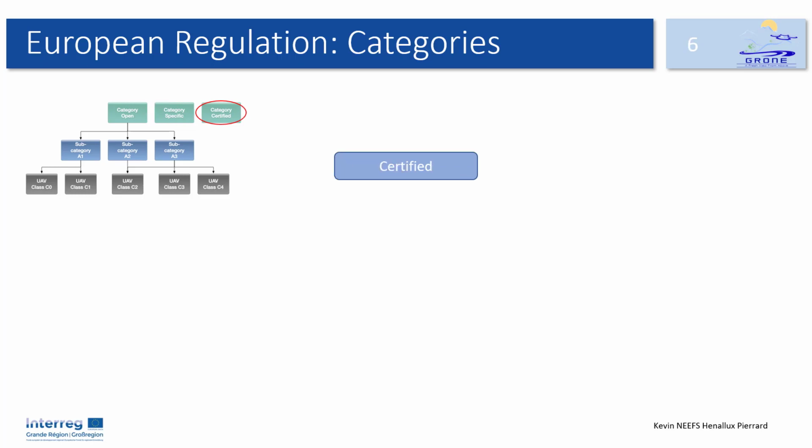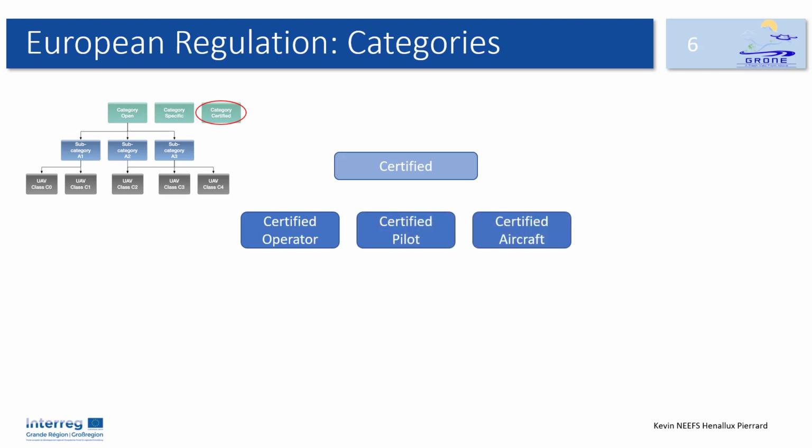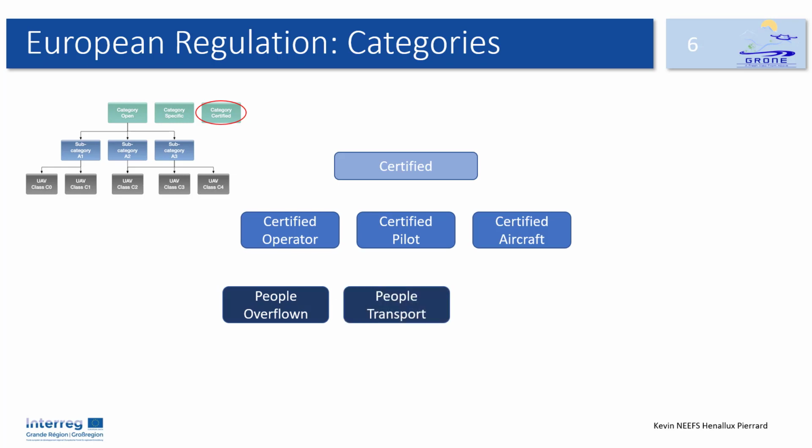In the certified category, the operator must be certified, the pilot must have a license, the drone must be certified too. This category is made for dangerous operations such as people overflown, people transport, or dangerous goods transport.